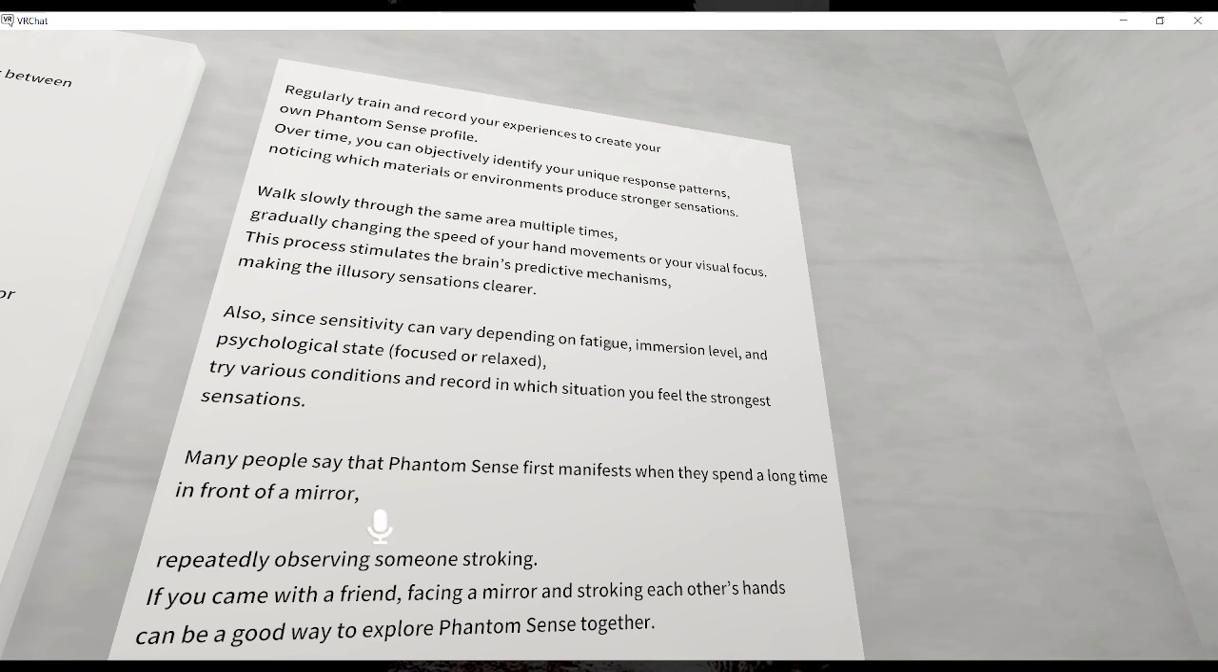Walk slowly through the same area multiple times, gradually changing the speed of your hand movements or your visual focus. This process stimulates the brain's predictive mechanisms, making the illusory sensations clearer. Also, since the sensitivity can vary depending on fatigue, immersion level, and psychological state, try various conditions, recording in which situation you feel the strongest sensations.